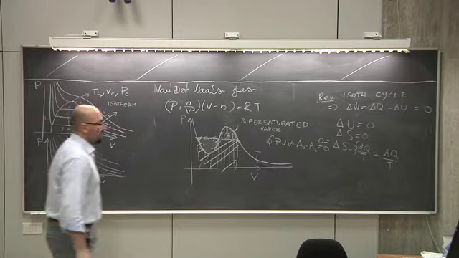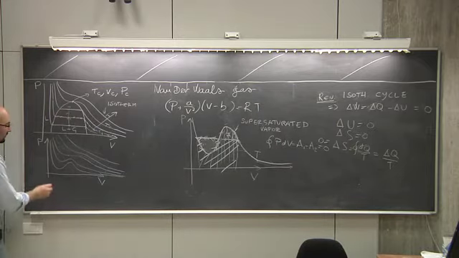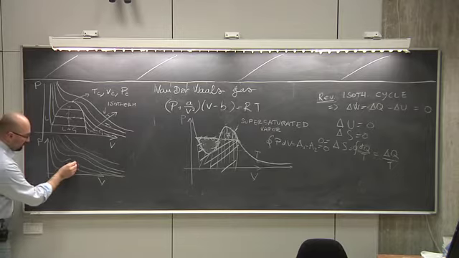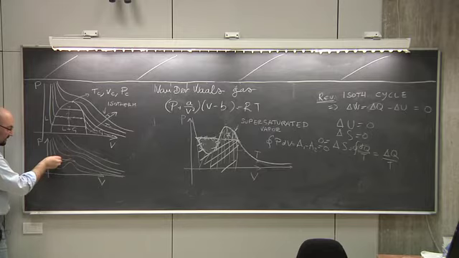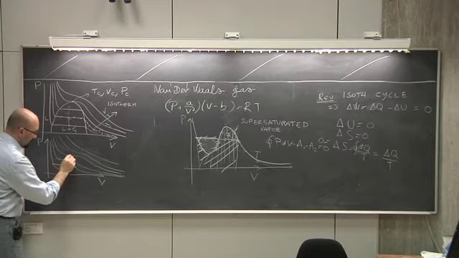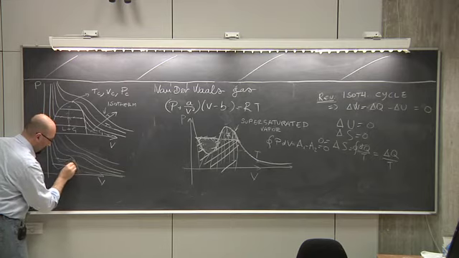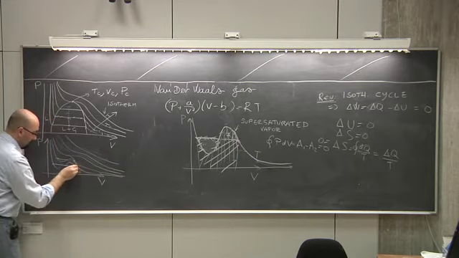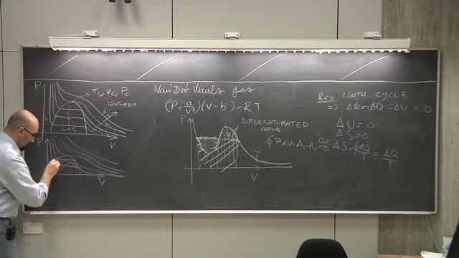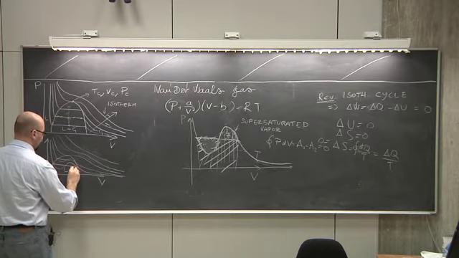So this is the proof of Maxwell's construction, that I have to put a line where the areas under the curve are equal. And this gives me the coexistence curve.